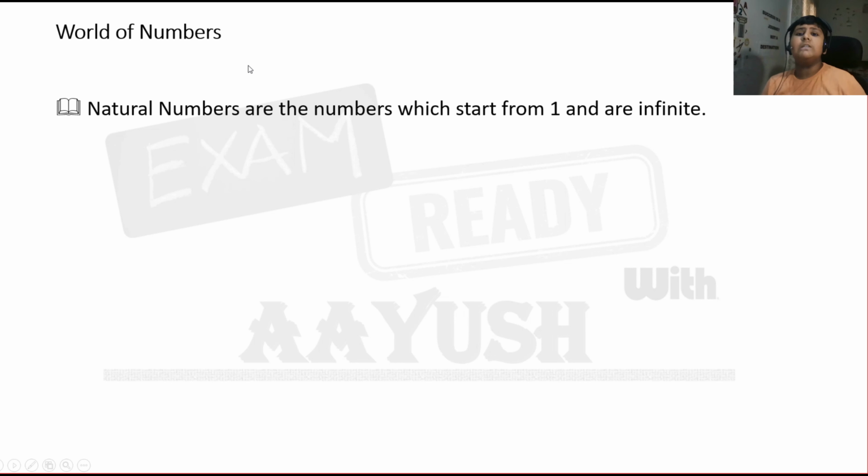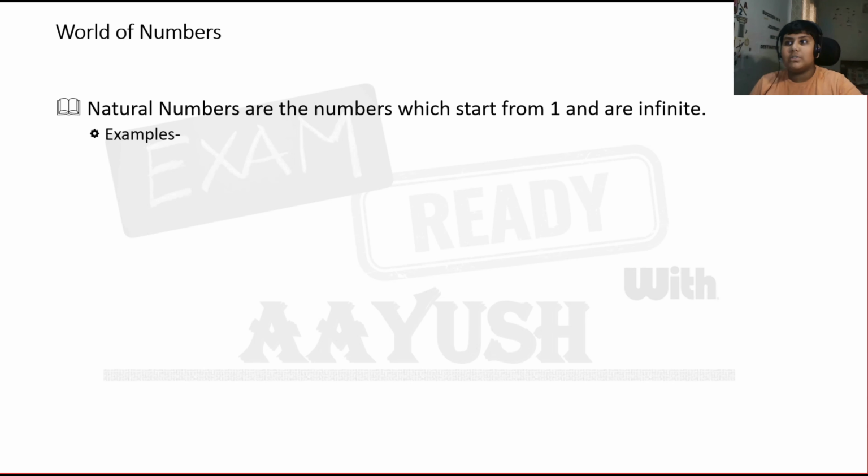Natural numbers are the numbers which start from 1 and go till infinity. So some examples are 100, 200, 1, 5, 6, 64, and so on. So let me tell you something interesting. All the phone numbers and mobile numbers which we use are actually natural numbers only. Isn't it fantastic to know that the phone numbers which we use are natural numbers?